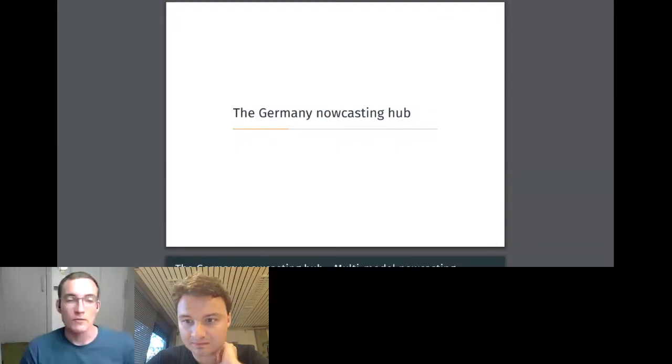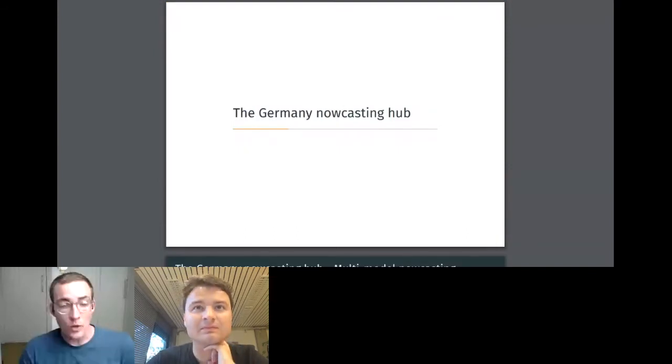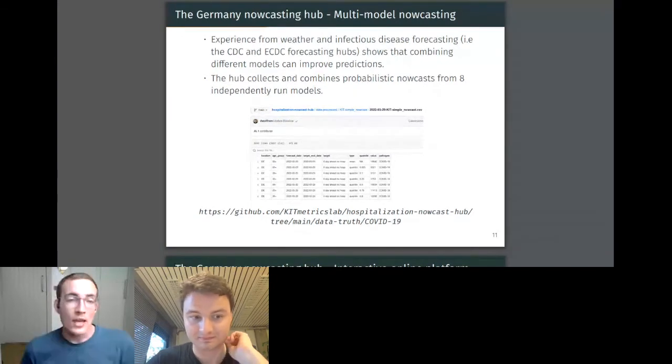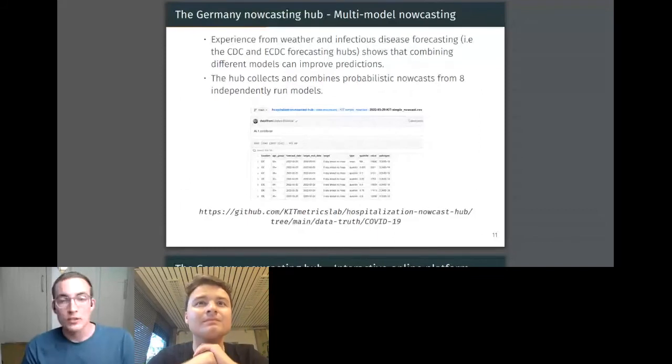So the German Nowcasting Hub. This is a collaboration set up primarily by Janis Bracker and it's inspired by similar things that have been done in weather and infectious disease forecasting. So, for example, in the CDC and ECDC forecasting hubs. And it's basically looking at combining different models as a way of improving predictions, which is shown to work really reliably. You can find this on GitHub. I really recommend checking it out. And essentially, this is collecting and combining 8 different nowcasts from independent teams and presenting a single ensemble model.